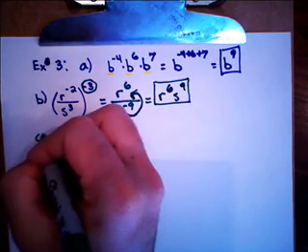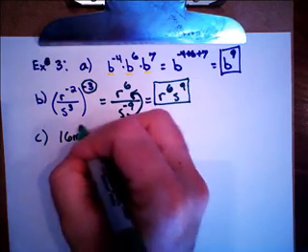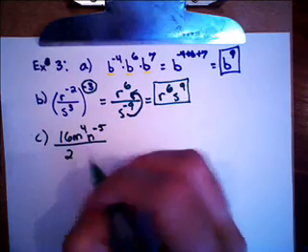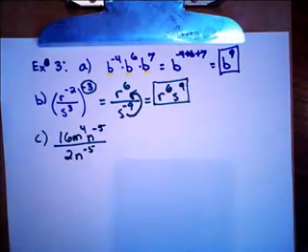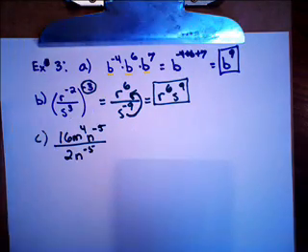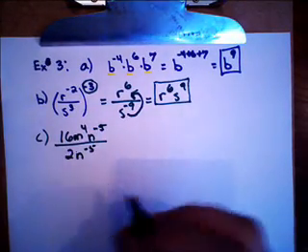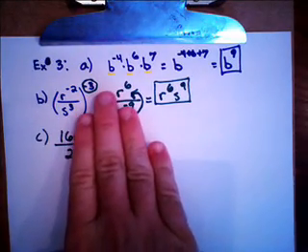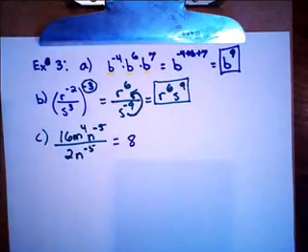Alright, last one for example 3, part C. It says take 16 m to the 4th n to the -5 over 2 n to the -5. Alright, this one, I like to work left to right. I like to deal with my regular numbers first. 16 and 2 are just coefficients. They're not exponents, so we just simply divide them like we normally would. If you were to cover up the rest of it here, it would just be 16 divided by 2, which we know is 8.